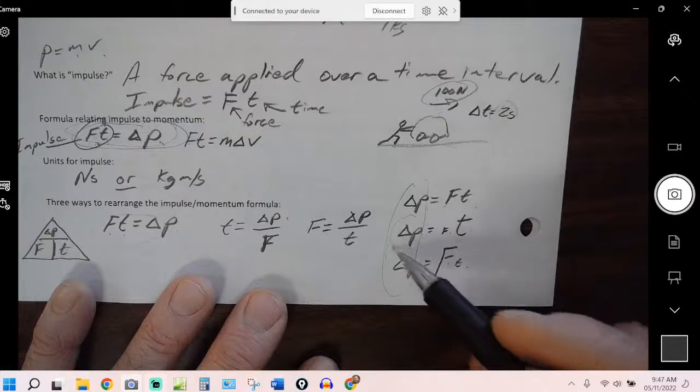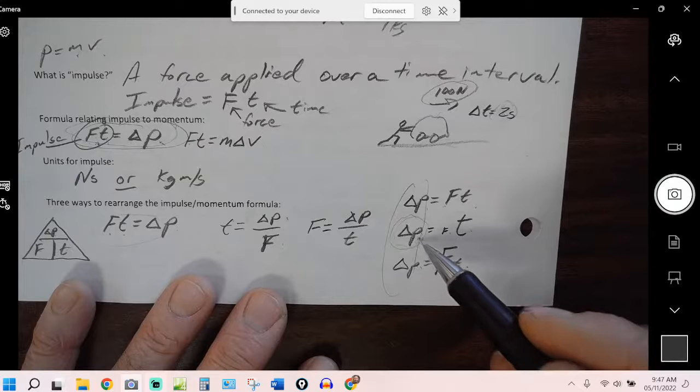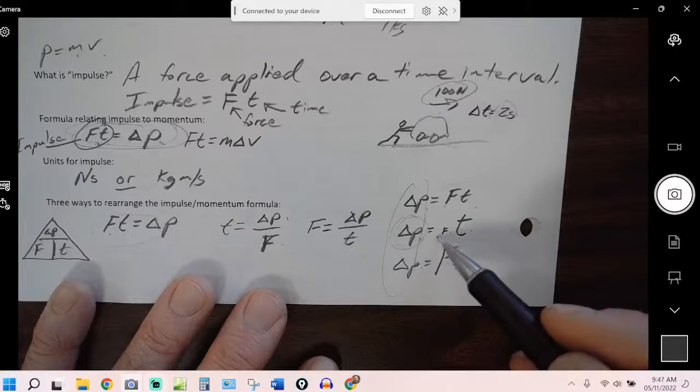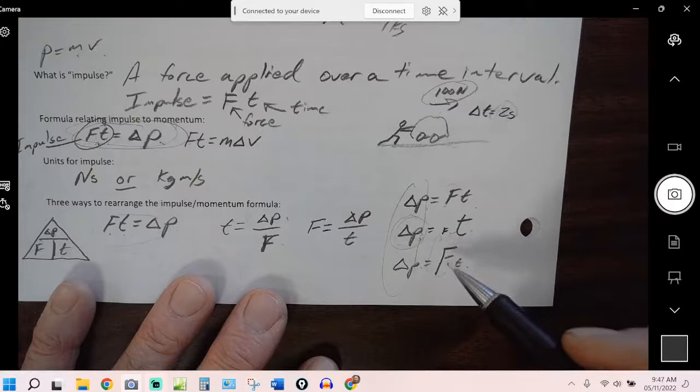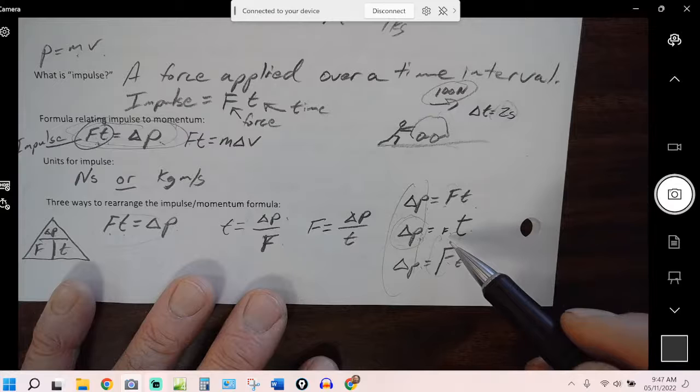So delta P, this is about slowing you down. This is about getting rid of your momentum and maybe the car's momentum. And you don't want a big force. You don't want a big impact force. So you need to stop, what, abruptly or slowly? Slowly. So you have a big T.